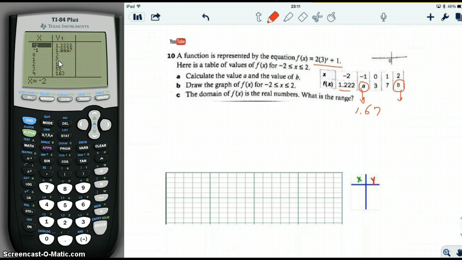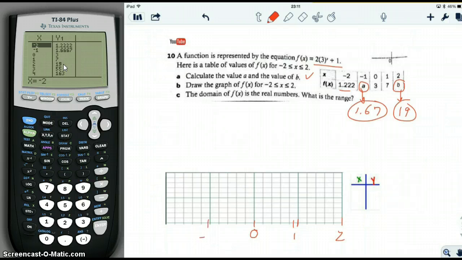1 is 7, that matches. And 2 is 19. Okay, so we already have the two values for A and B. That was A. Draw the graph for negative 2 to 2. We already have these points here, so not too hard.